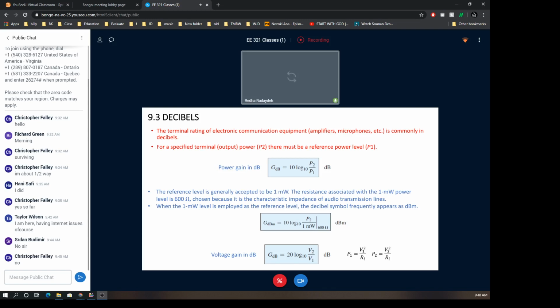If you have a power which is 10 milliwatt, you can express this power in the dBm scale as 10 log base 10 of 10. You just remove the milliwatt because you know that the unit of the resulting power will be in dBm. So log base 10 of 10 is 1, times 10, 10. So the result will be 10 dBm.